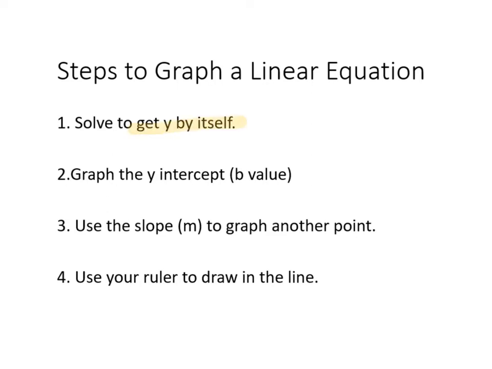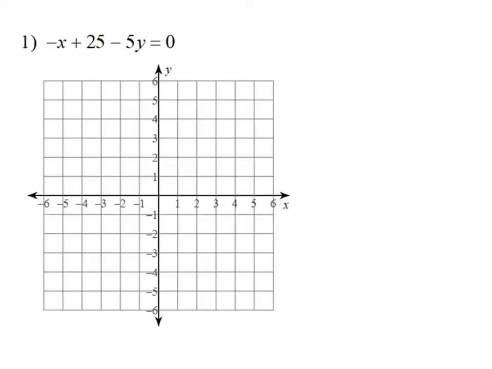Then, graph the y-intercept or the b-value. Then use the slope, or m, to graph another point. And finally, use your ruler to draw in the line.